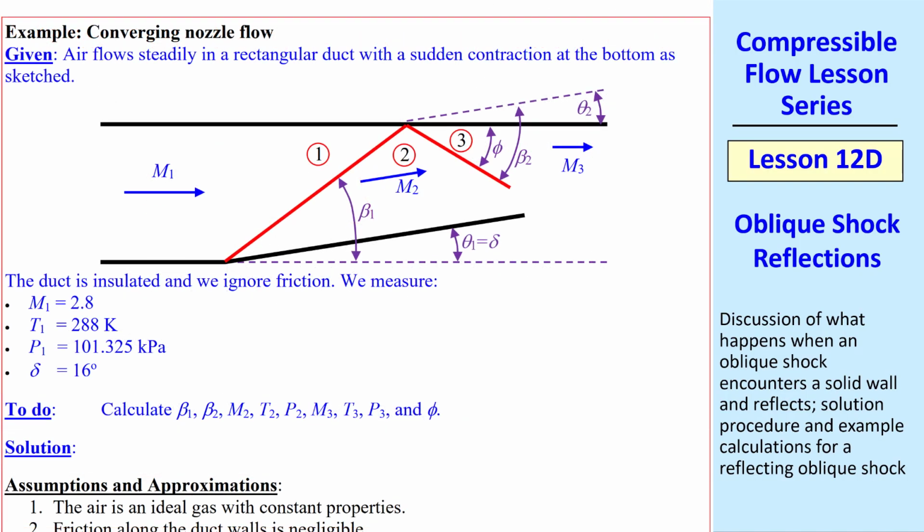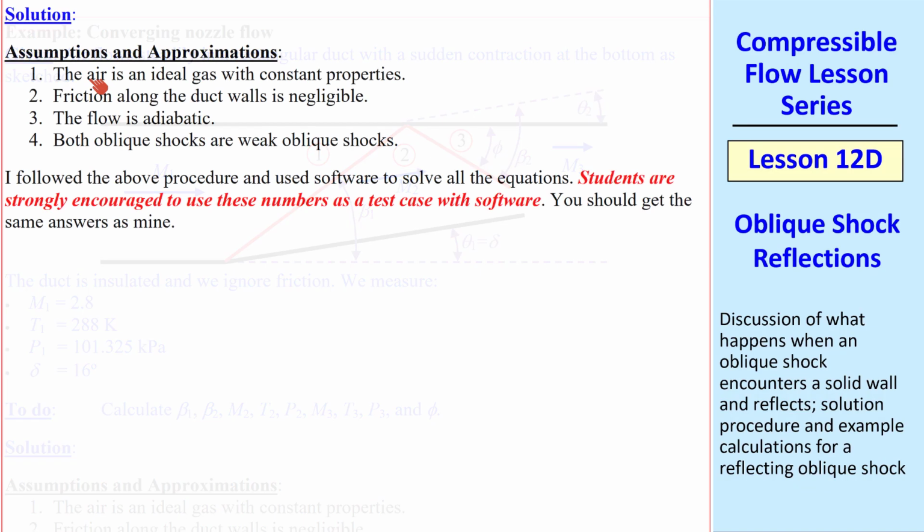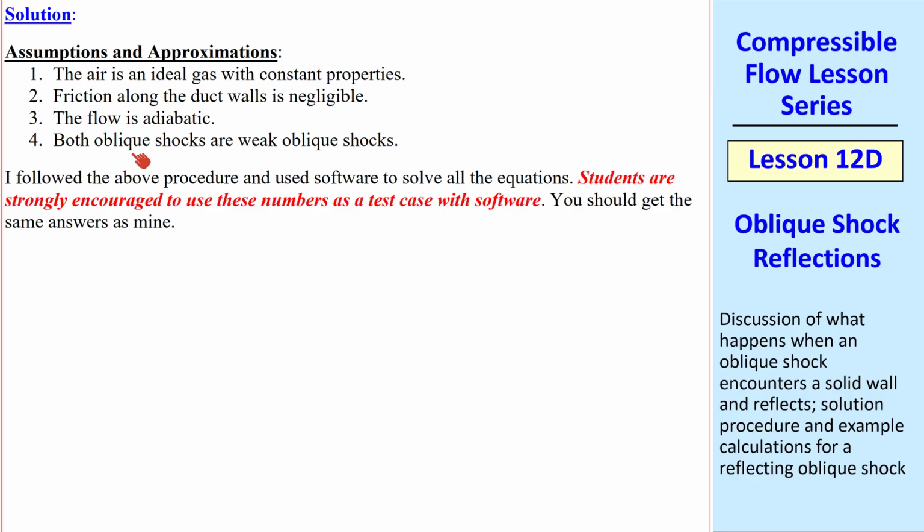Now let's do an example problem. Air flows steadily in a rectangular duct with a sudden contraction of angle delta at the bottom. I give the oncoming Mach number, T1, P1, and delta. We want to calculate all these parameters at 1, 2, and 3, where the shock reflects off this upper wall. Here are our standard approximations and assumptions, but we also assume that both oblique shocks are weak.